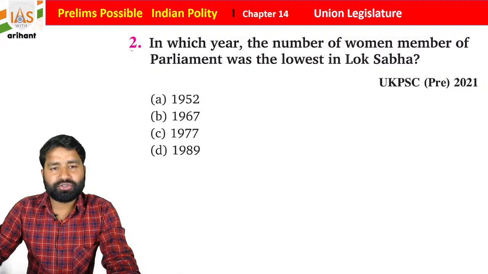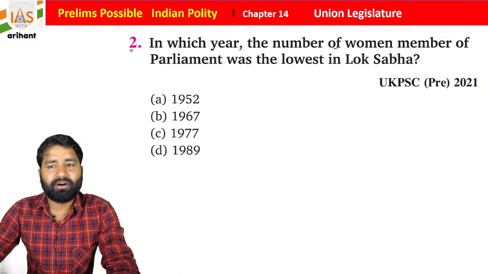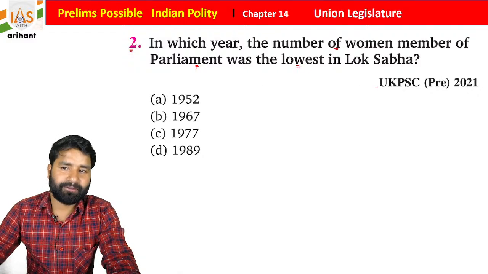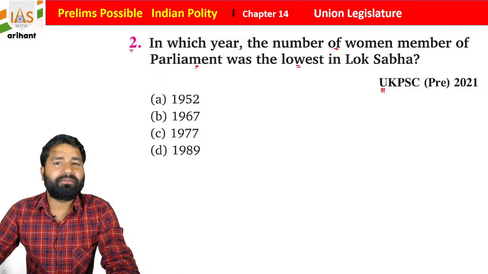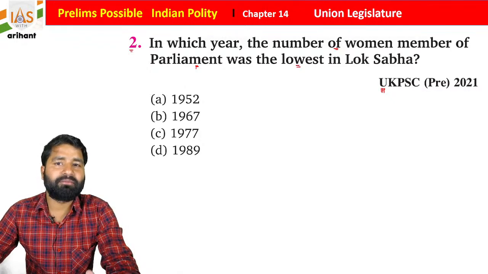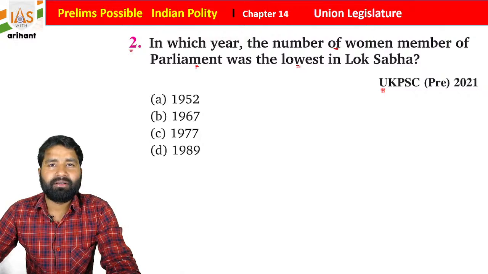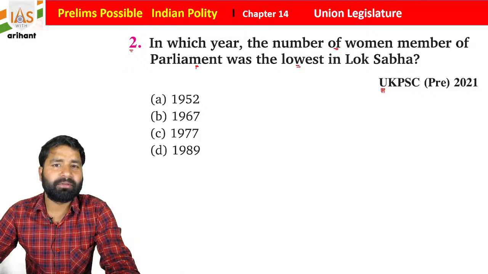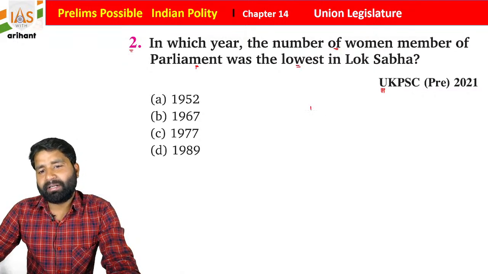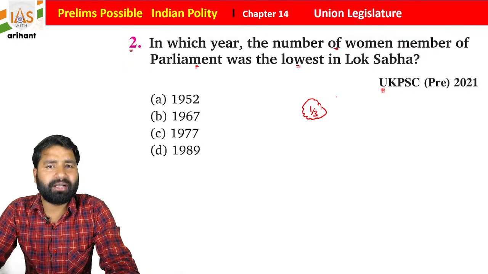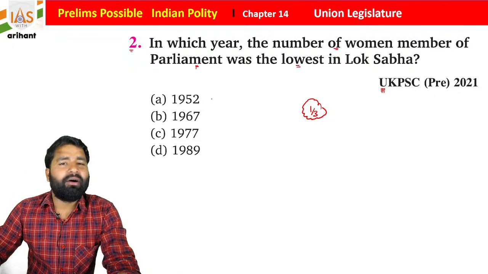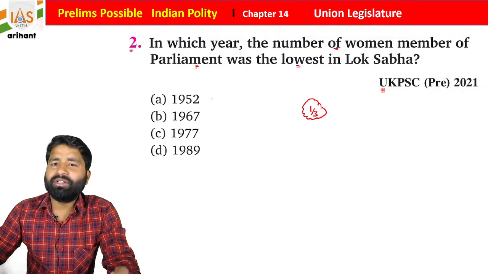Now the next question: in which year was the number of women members of parliament lowest in Lok Sabha, students? As we all know, for the first time we broke the record, with more than 13% women membership in the Lok Sabha. But students, recently the government of India introduced a provision that there should be at least one third women, and there will be horizontal reservation also. So in which year was the lowest number of women?